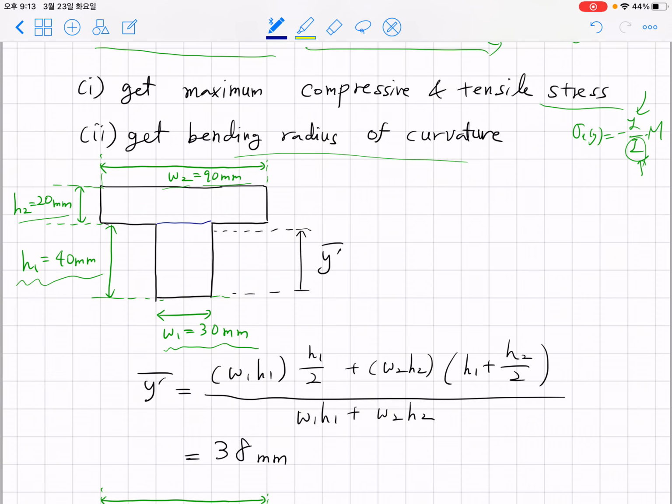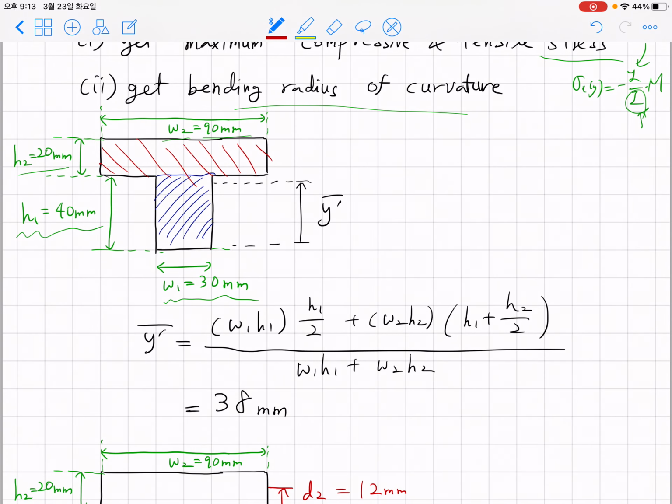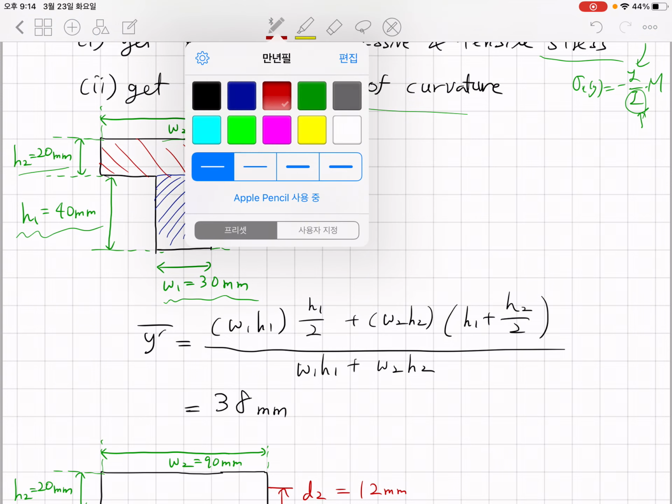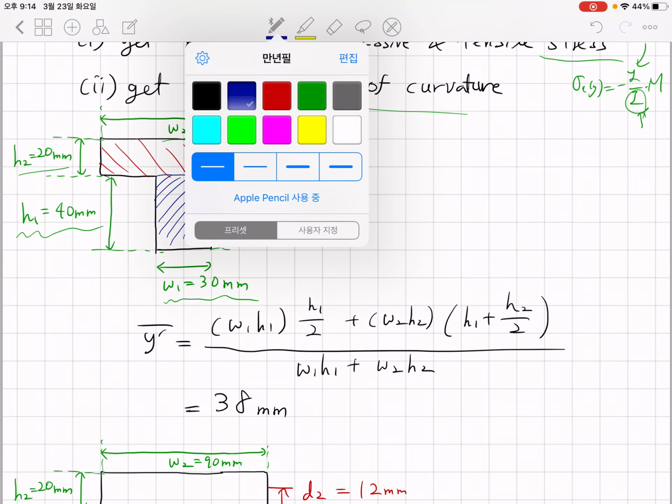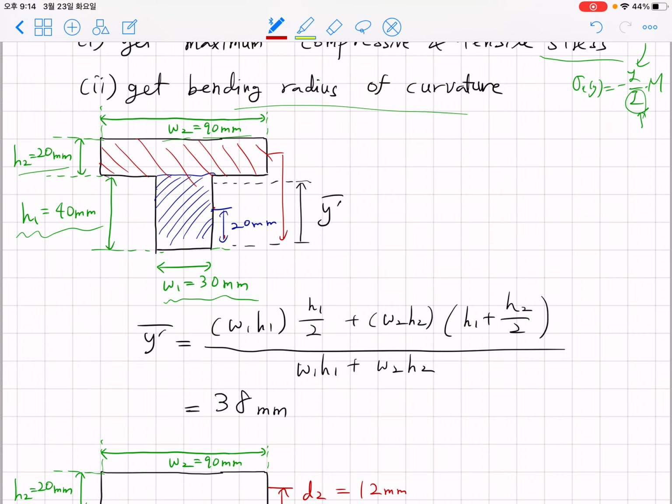So you can imagine our blue rectangle with width 30 millimeter, height 40 millimeter, and the upper part, let's call this our red rectangle. If we divide the problem into two parts, blue part and red part, it's really easy to obtain the centroid for the blue part. The centroid for the blue part, let's use blue color, is 20 millimeter. The centroid of the red part, this distance, 40 plus 10, is 50 millimeter. It must be halfway through each of the rectangles.